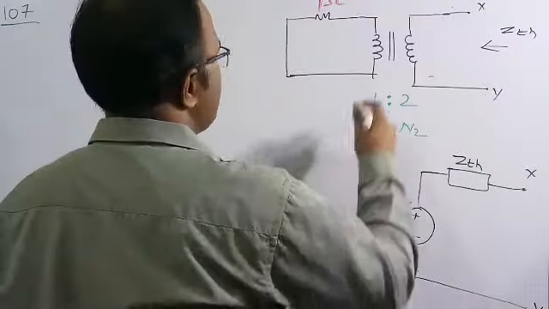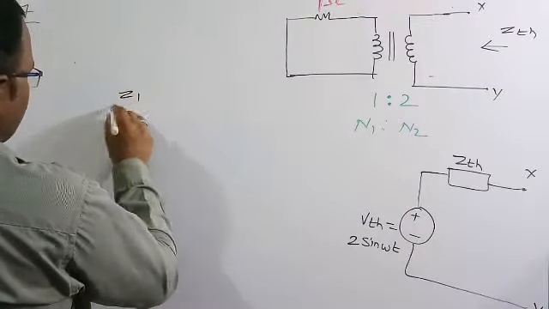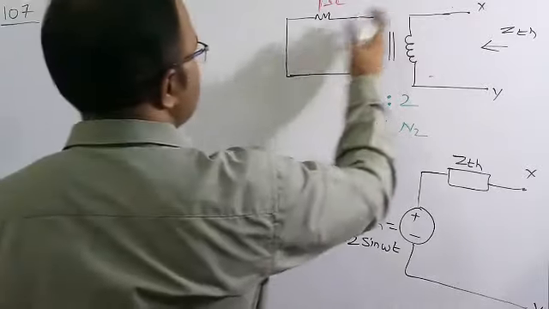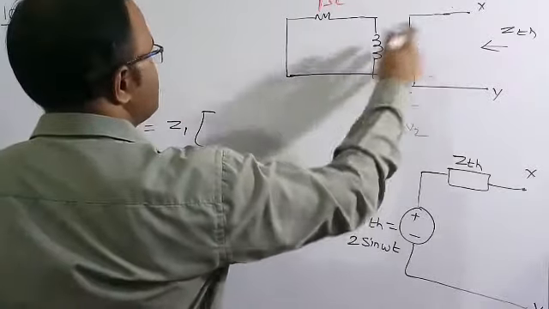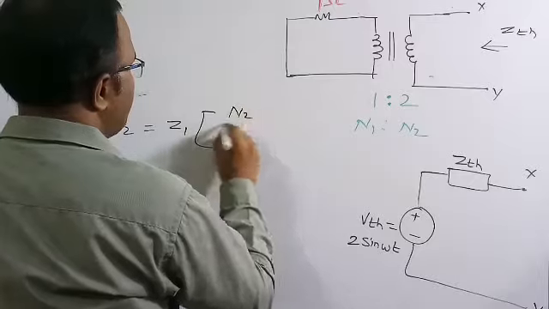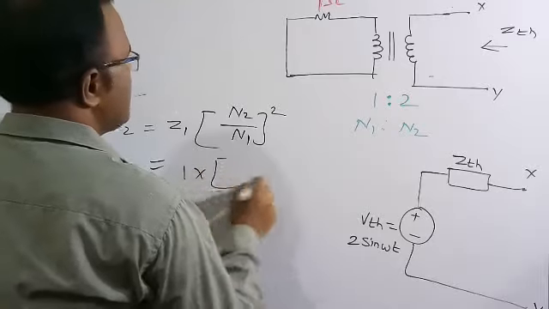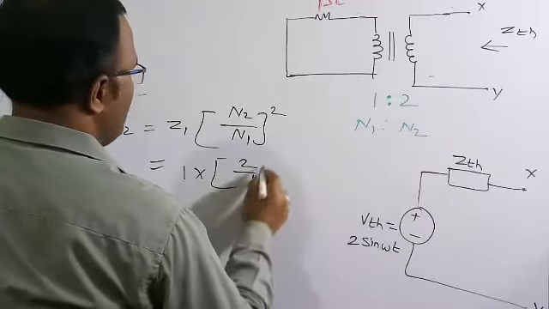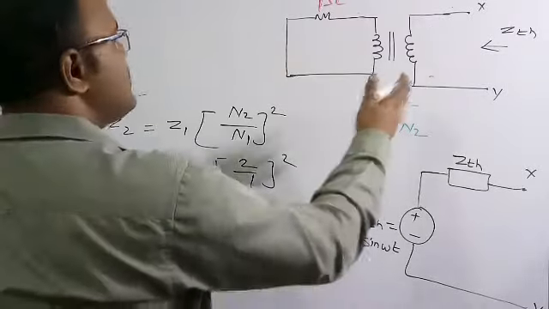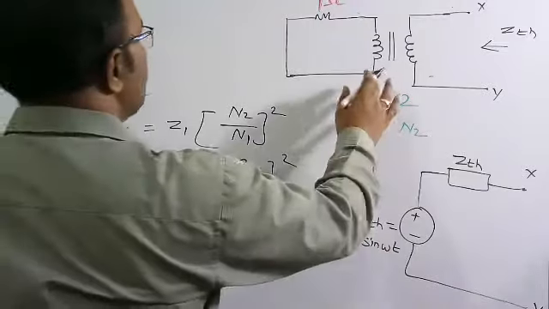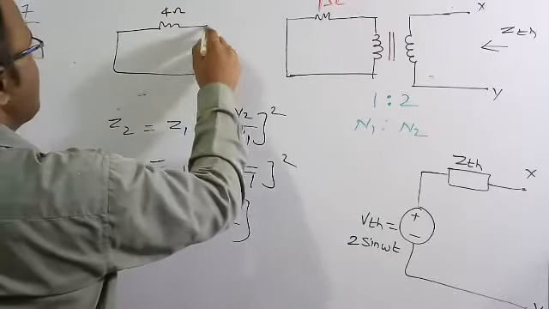The basic formula for transferring this 1 ohm to the secondary is Z1 by Z2. Here I am transferring from primary to secondary, so Z2 is equal to Z1 into N2 by N1 whole square. Here Z1 is 1 and N2 is the secondary turns, so 2 by 1 whole square. So therefore 4 ohm. Whenever you transfer from primary to secondary, this is going to be equivalent to 4 ohm, here at X and Y.